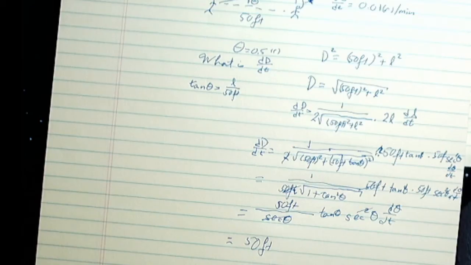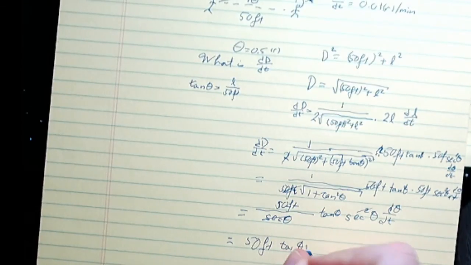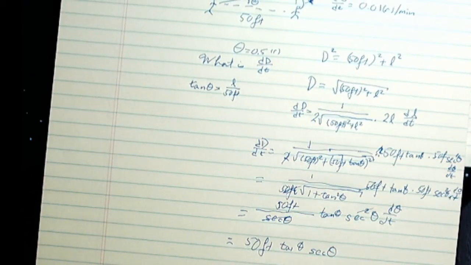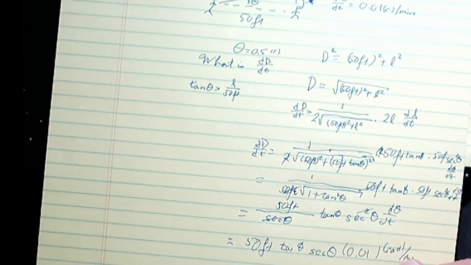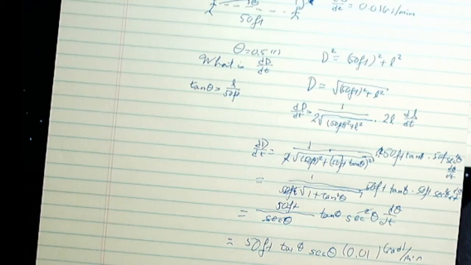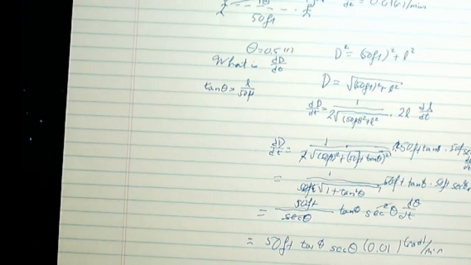There's nothing particularly nice there. I mean, we could rewrite it a bit if we want, but that's all right. Tan theta, secant theta, d theta dt, but we know d theta dt is 0.01 radians per minute. And this is now all very easy, because we know theta, it's 0.5 radians. We know tangent of 0.5 radians, we can plug it into a calculator. We know secant of 0.5 radians, we can plug it into a calculator. So at this point we're done. We're all set for plugging into a calculator and finishing the problem.